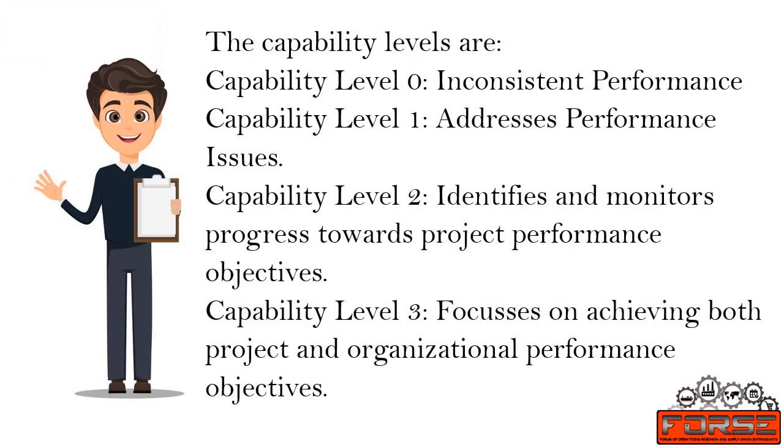The capability levels are: Capability Level 0, Inconsistent Performance. Capability Level 1, addresses performance issues. Capability Level 2, identifies and monitors progress towards project performance objectives. Capability Level 3, focuses on achieving both project and organizational performance objectives.